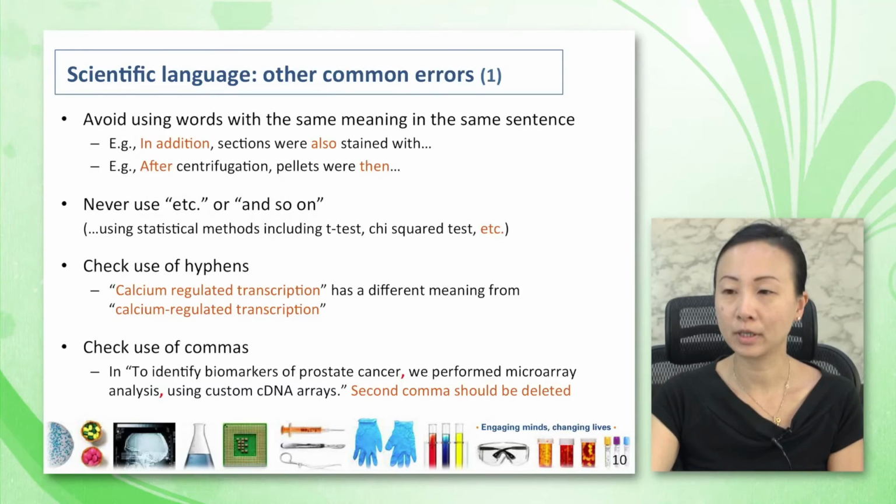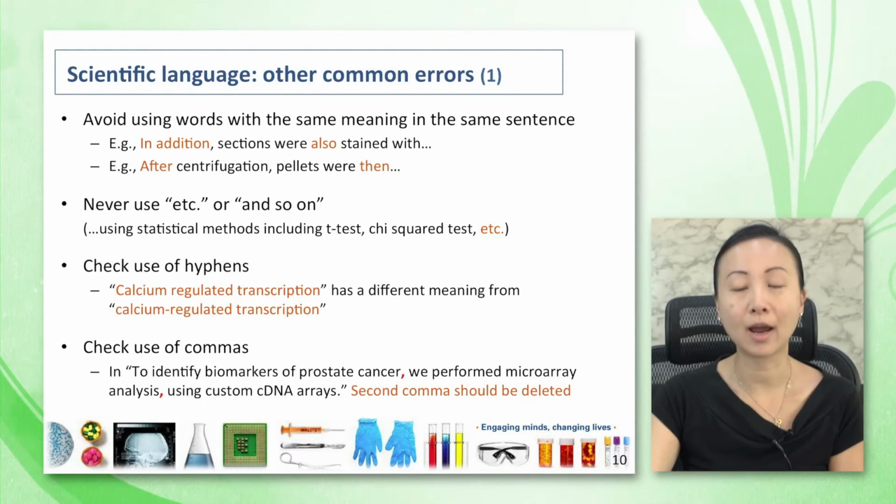Other common errors in scientific language. Avoid using words with the same meaning in the same sentence, such as in these two examples you see on the slide. Never use "etc." or "and so on" at the end of a sentence, as it leaves your reader guessing as to what you might mean. If you have other things in mind, write out your thought in full and don't use "etc." or "and so on."